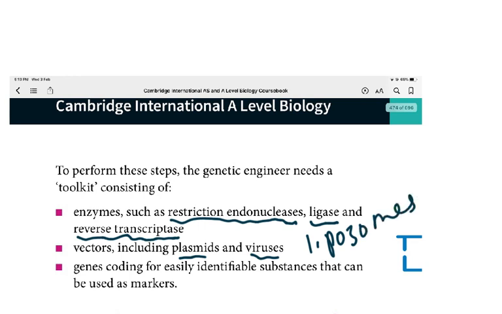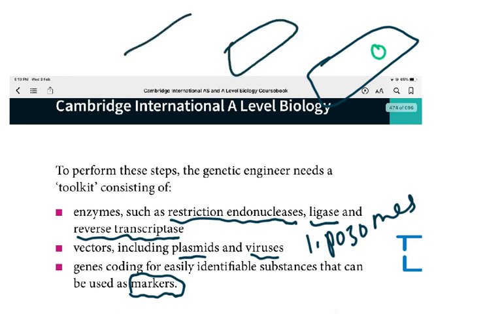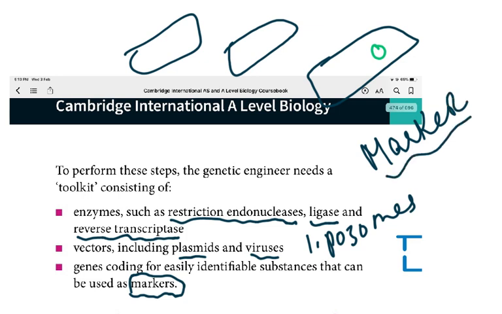And then genes coding for easily identified substances can be used as markers. The reason is that, you see, we don't know which bacteria contains the recombinant DNA. Is it this bacteria, or is it this bacteria, or is it this bacteria? So in order to identify them, we need to put some sort of a marker along with the gene that we have introduced. So we might put some sort of a marker here, so that I can identify that this is the bacteria that I am going to culture, not these, not these.